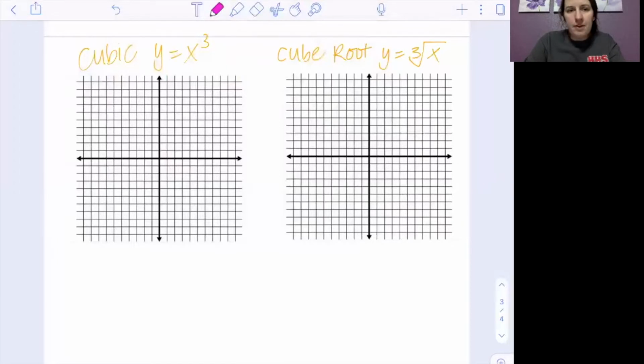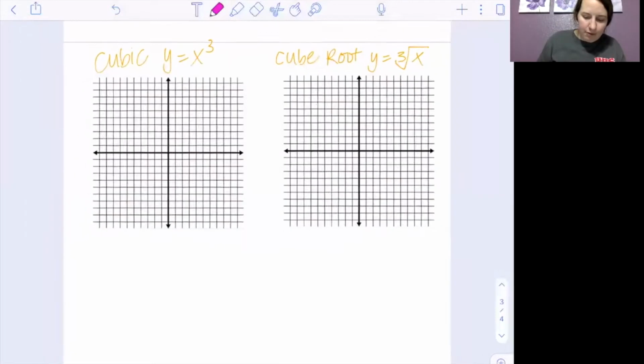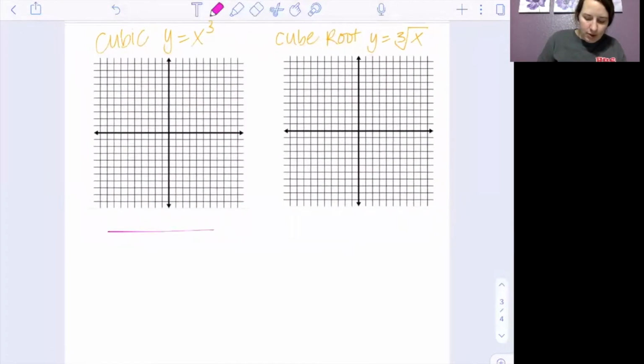So first thing we need to do is graph our parent function. Our cubic parent function comes from the equation y equals x cubed, or x to the third power. Remember that third power means that we're going to take whatever our x value is and multiply it by itself 3 times. So I'm going to create this table of values with x and y, and I'm going to choose some values that I know will fit onto our graph nicely.